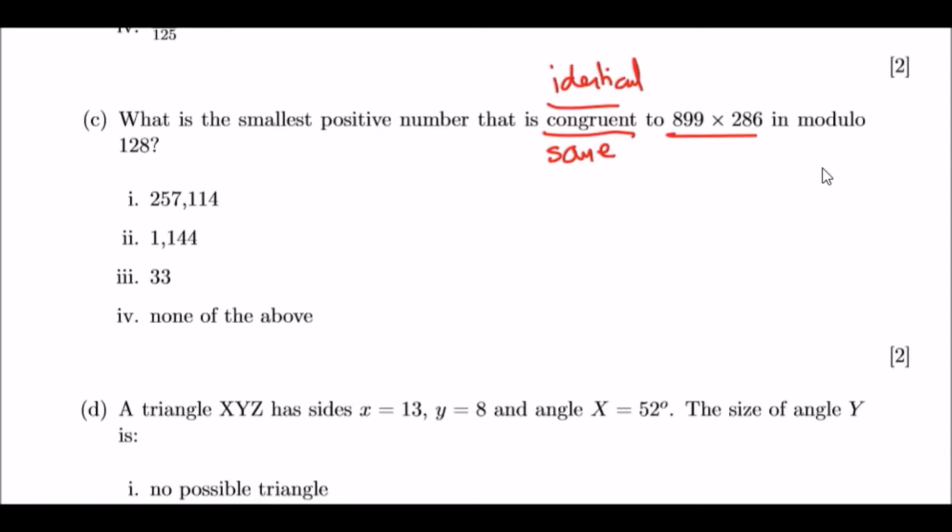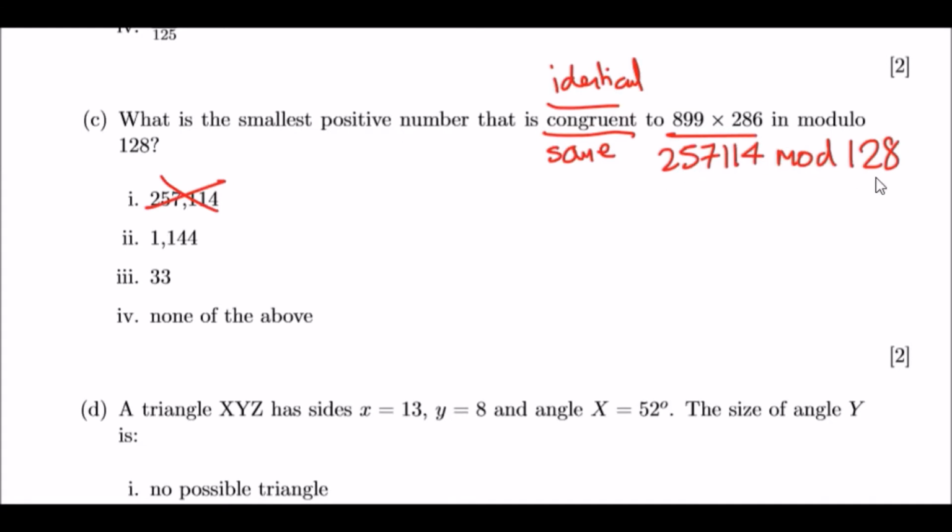And you should get 257,114, and this is in mod 128. Alright, so be careful. The first answer is not going to be the answer, because they want the smallest positive. So I'm going to quickly just cross this out now.